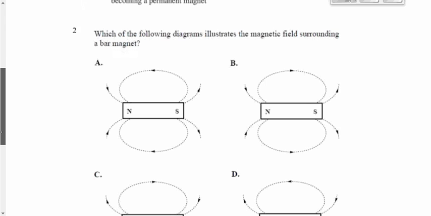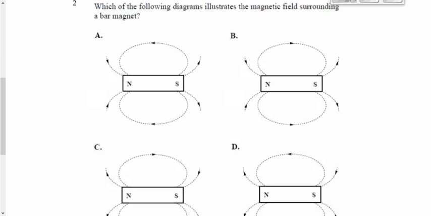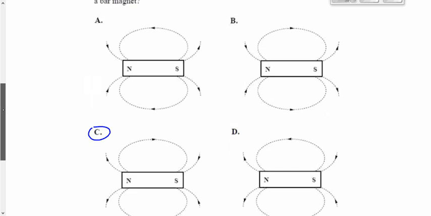Question 2, which of the following diagrams illustrates the magnetic field surrounding a bar magnet? The shapes are all the same. The only thing we've got to pay attention to really here is the direction. We know that the magnetic field outside of the magnet goes away from the north and toward the south. So the answer for this one is going to be C.